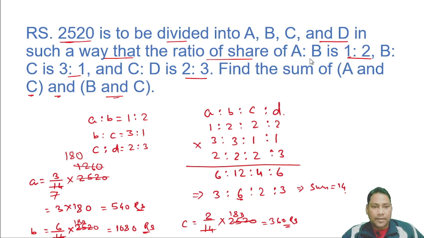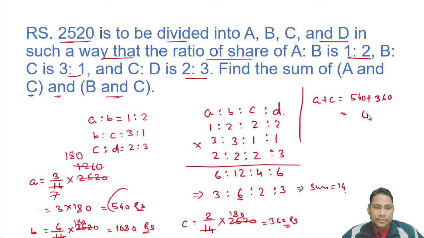Now in this question they have asked, so we need not take out the value of D because they have not asked anything about D. So now we will take out the value of A and C. A plus C. The value of A we have calculated is 540, plus the value of C. Value of C is 360. This will become 0, 0, 0, 4 and 6, 10, 5 and 3, 8 and 1, 9. 900 rupees. Now in the next they have asked B and C.